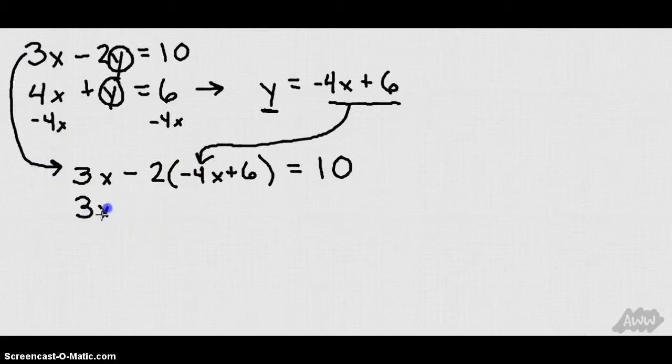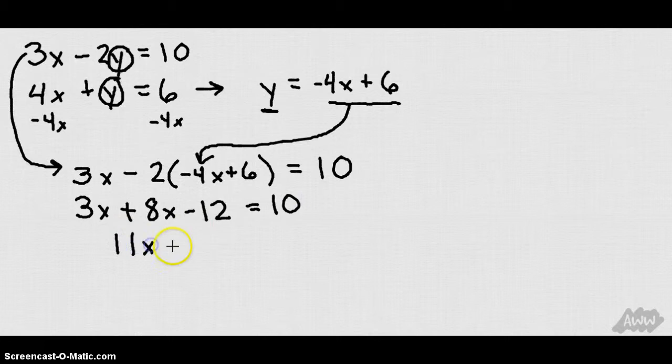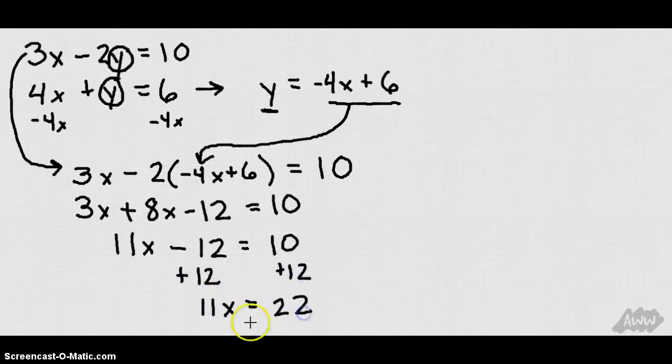We'll distribute the negative 2. So 3x minus 2 times minus 4x is going to give me plus 8x. Negative 2 times 6 is going to give me minus 12 when I distribute. All that's equal to 10. Let's combine like terms. We get 11x minus 12 equals 10. Let's add 12 to both sides. We get 11x equals 22. And let's divide both sides by 11 to get our final answer for x of 2.